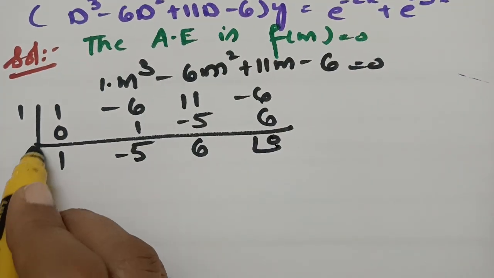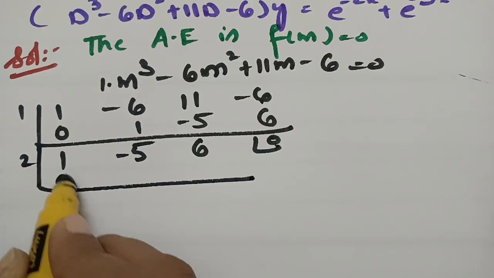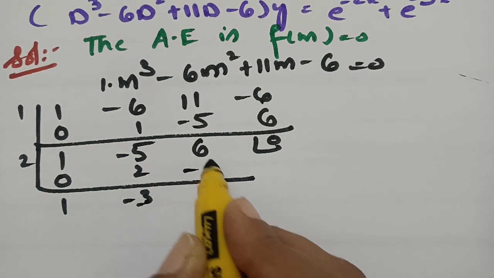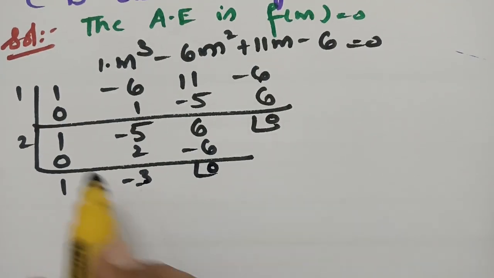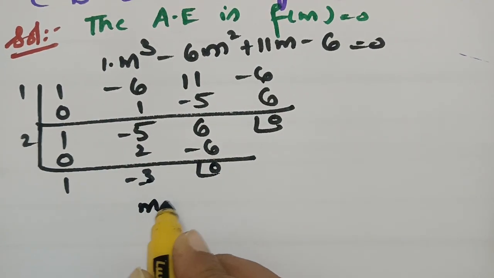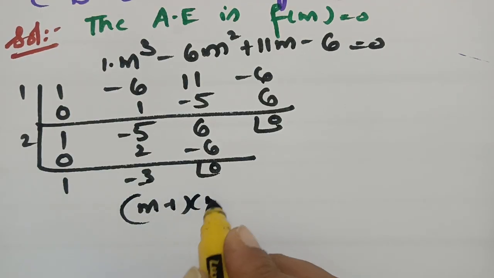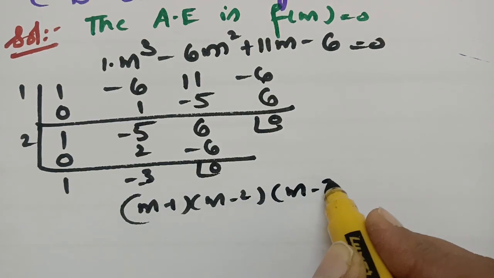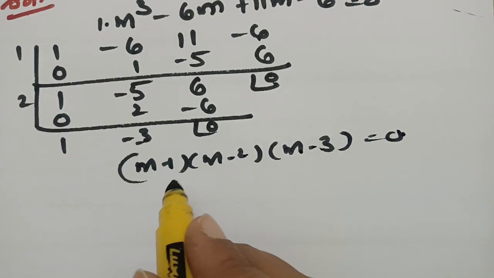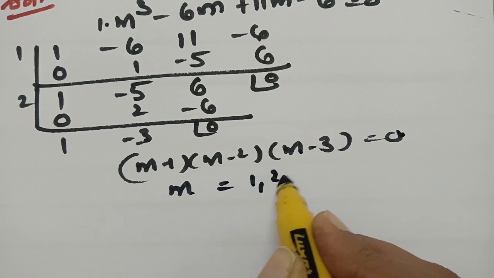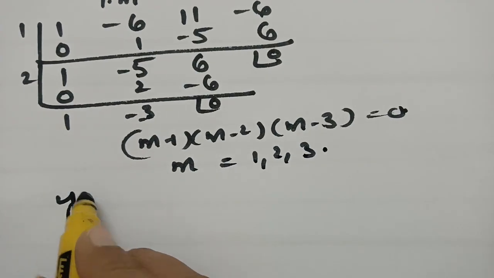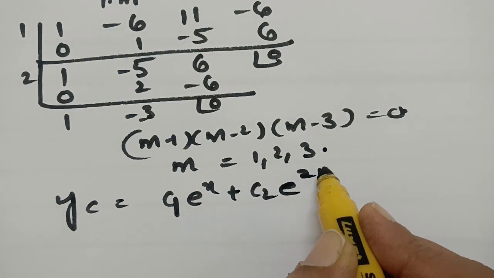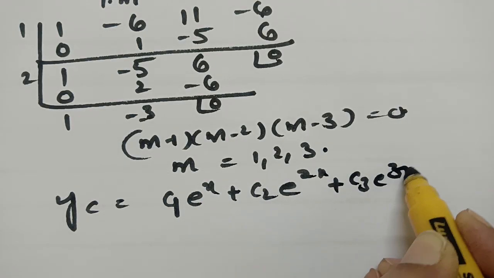And the next one we are going to check with 2 here. So this is 0, 1; 2 ones are 2. This is minus 3. And this value is 0. So here the factors are m minus 1, here it is m minus 2, and this is the constant and this is the quotient of m. So this can be written as m minus 3 equal to 0. So we got the roots as 1, 2, 3, and therefore yc is equal to c1 e power x, c2 e power 2x, and c3 e power 3x.